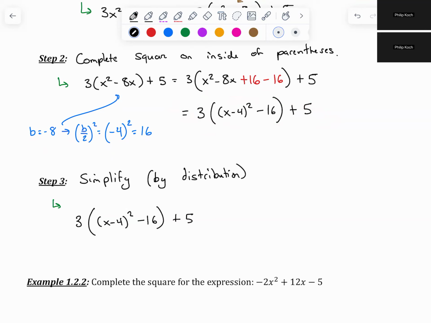Let you write that down before doing it. We're going to distribute that 3 throughout to the 2 terms inside the big parentheses, right there and right there, which gives me 3 times the quantity x minus 4 squared minus 48 plus 5, which gives us our final answer of 3 times x minus 4 quantity squared minus 43.